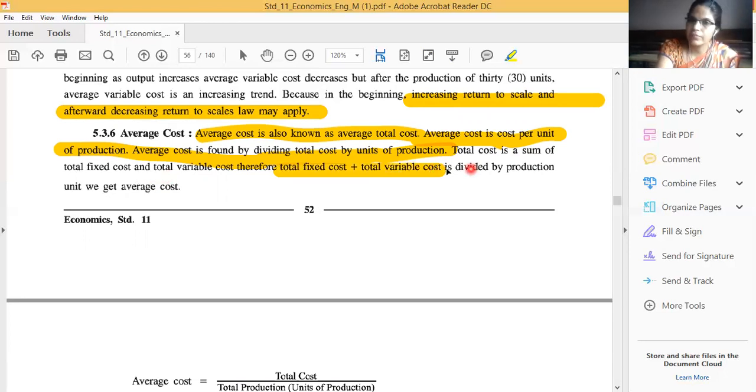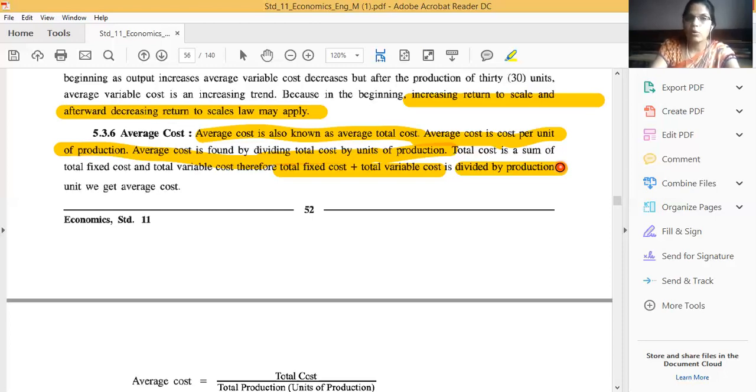Any confusion? What is the TC? TC equals TFC plus TVC. So if I say average cost, that means TFC plus TVC divided by TP, then also it is correct. Got it, this formula? TC means TFC plus TVC, so if I do not write TC, I can write TFC plus TVC in its place, and that is also correct.